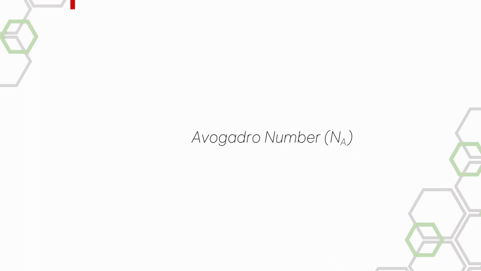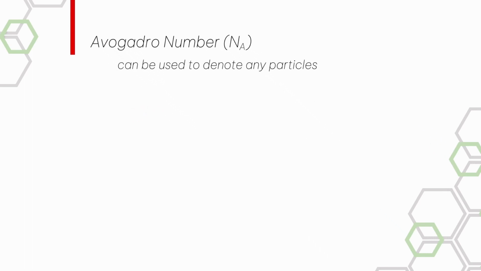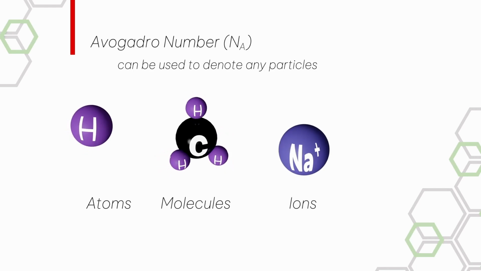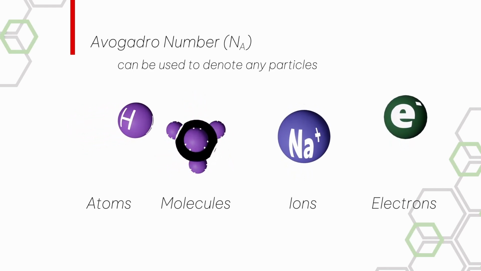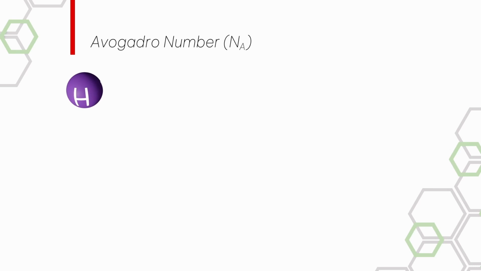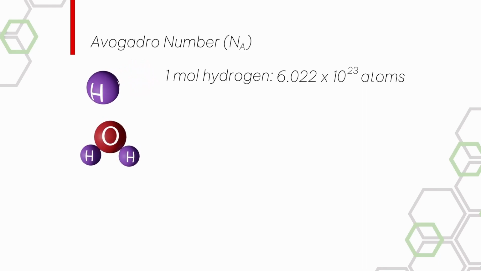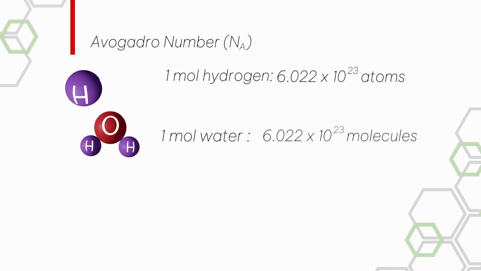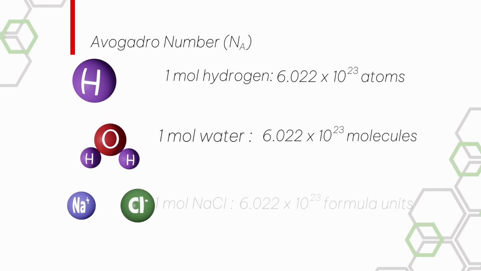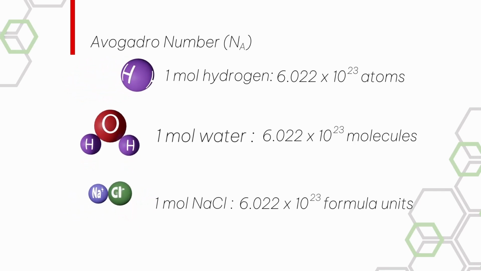We can use Avogadro number to denote the number of any particle, whether it is an atom, molecule, ion, electrons, or any other particles. So on this basis we can say that there are 6.022 into 10 to the power 23 atoms in 1 mole of hydrogen, and 1 mole of water has the same number of molecules. And there are as many formula units in 1 mole of sodium chloride.